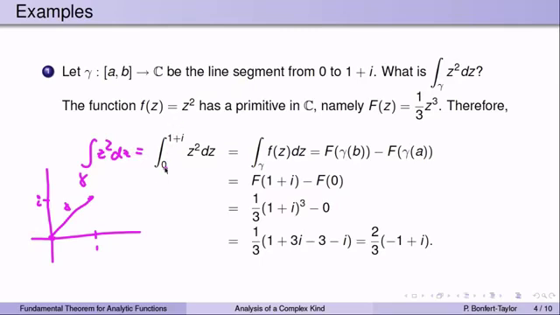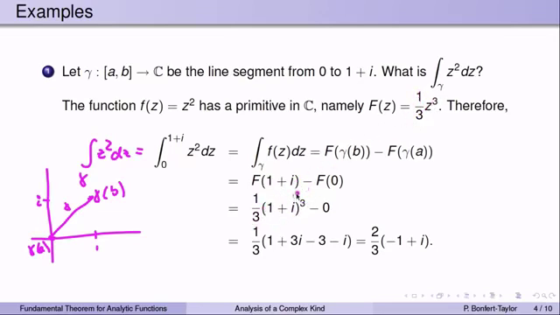So this notation sort of indicates we don't really care how gamma got from 0 to 1 plus i, because the integral doesn't depend on how it got there. And we know by the theorem that it's the primitive F evaluated at the end point of gamma minus the primitive evaluated at the initial point of gamma. But the end point of gamma is 1 plus i, and the initial point of gamma is 0. So this is gamma of b and gamma of a. But the antiderivative, or the primitive evaluated at 1 plus i, is 1/3 times (1 plus i) cubed, and at 0 we get 1/3 times 0 cubed, which is 0.